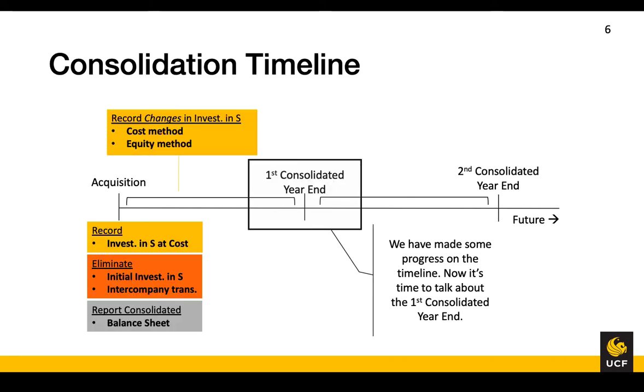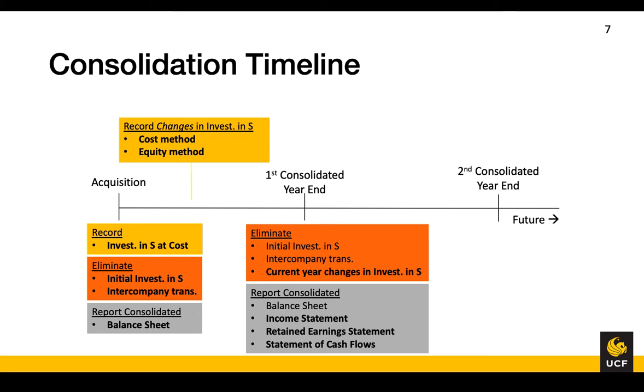Okay, so since the acquisition date, the parent company has adjusted their investment in S according to the rules of either cost or equity method. When we get to our first year end as a consolidated entity, we have some extra work to do. On our worksheet, we still need to eliminate our initial investment in S and any intercompany transactions. But now we will also need to eliminate any changes to the investment in S account made during the year. We will also now need to prepare a full set of financial statements. So in addition to the balance sheet, we will need an income statement, retained earnings statement, and a statement of cash flows.